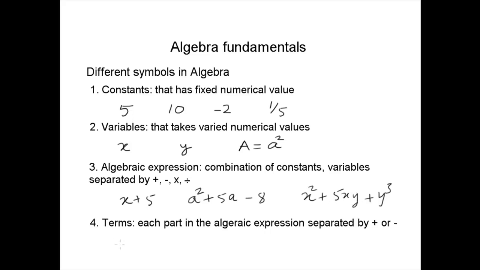The last one, terms. Terms are actually each part in the algebraic expression you have, which are separated by positive, negative, etc. For example, here x is a term and 5 is a term. In this expression, you have a square as one term, 5a as a second term, and 8 as a third term. Similarly, here you have x square as the first term, 5xy as the second term, and y to the power 3 as the third term. Right? So terms are actually each part in the expressions you have.